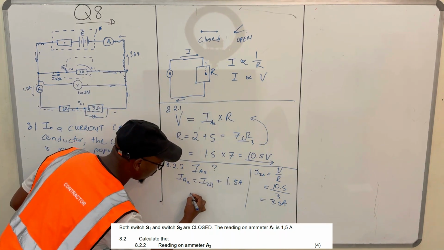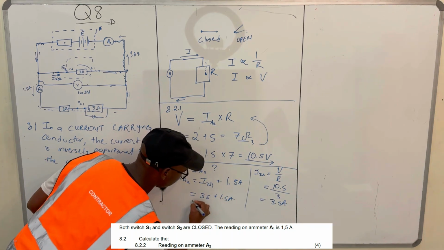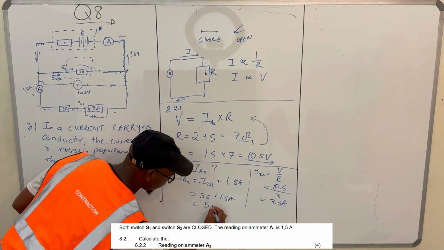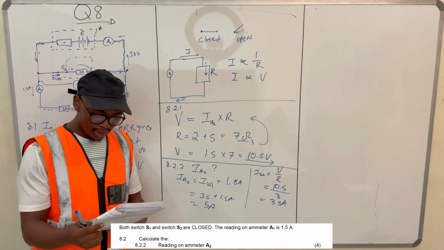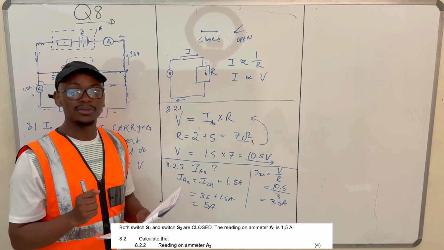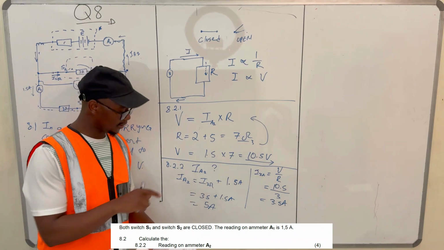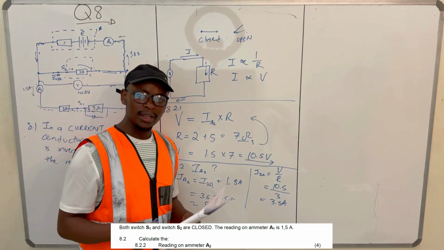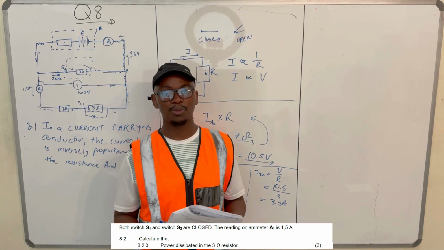Therefore, we can come back to our equation here and say 3.5 amps plus 1.5 amps. This is going to be 5 amps. That's the current through, or that's the reading on ammeter A2. Ammeter reads current, so the current through that ammeter is 5 amps. All right. Let's move on to the next question, which is question 8.2.3.